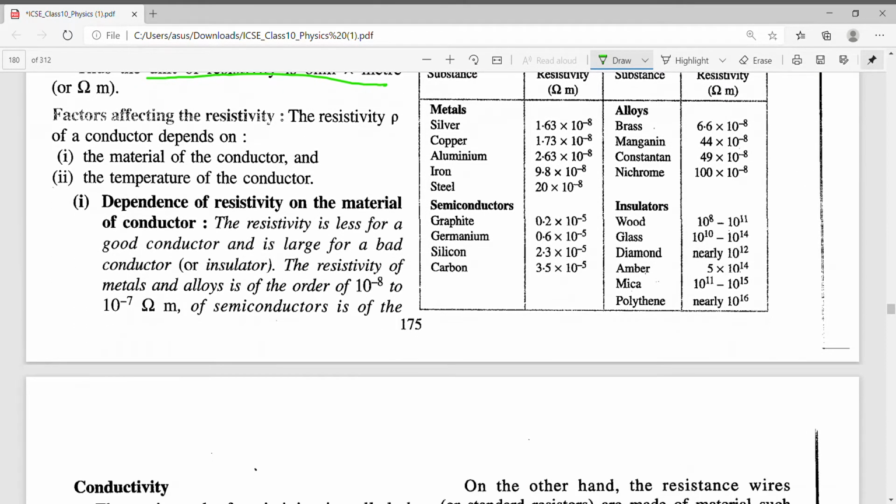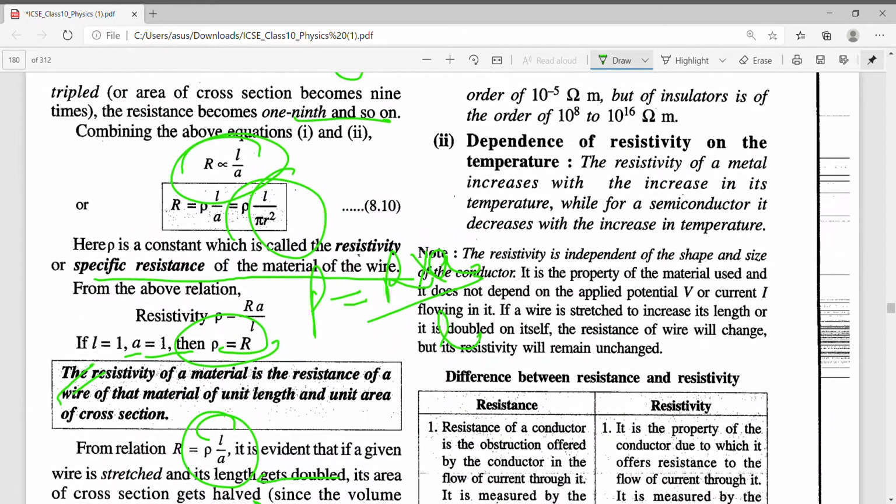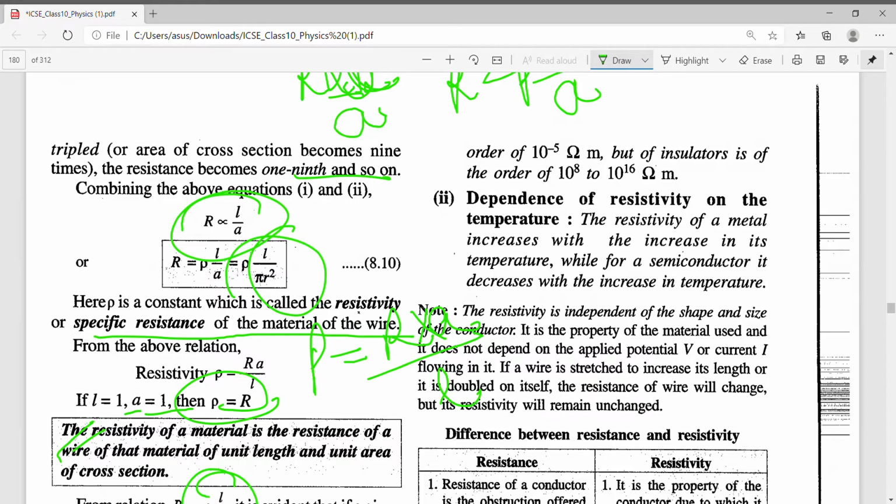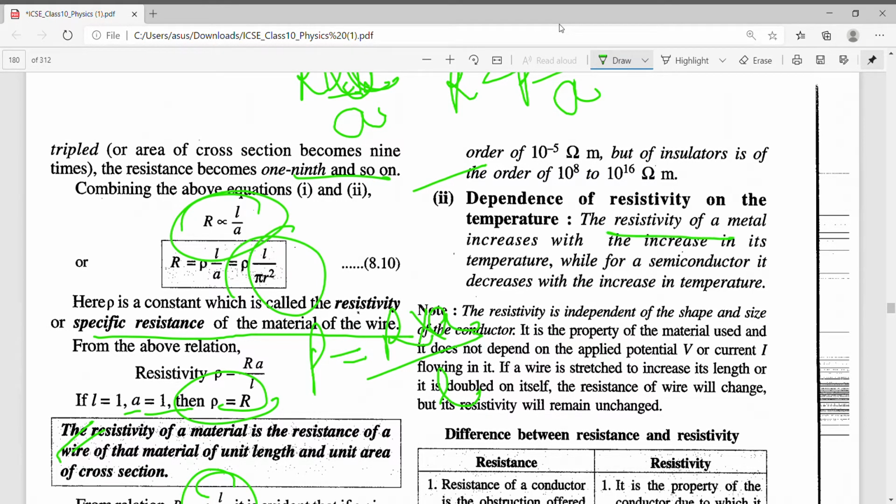Now what are the factors that affect resistivity? Resistivity is affected by the material of the conductor and the temperature of the conductor. Resistivity is less for a good conductor and large for a bad conductor. Now the dependence of resistivity on temperature: the resistivity of a metal increases with an increase in temperature, while for a semiconductor it decreases with the increase in temperature. So for conductors, resistivity increases with temperature.